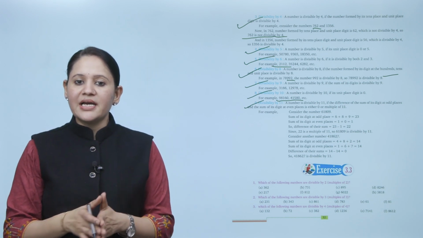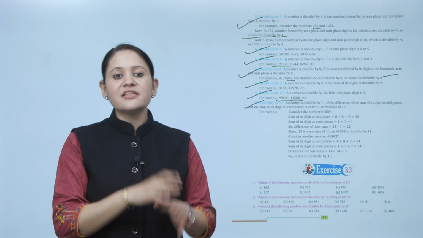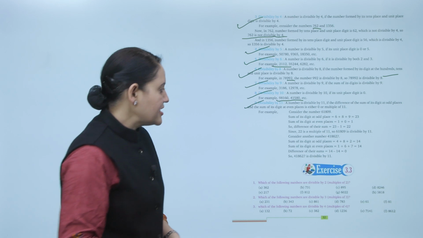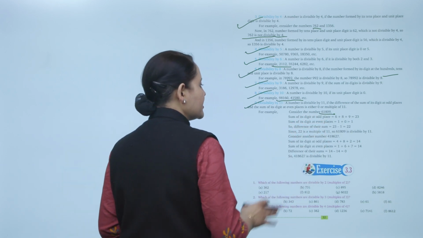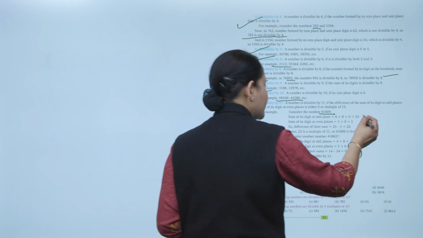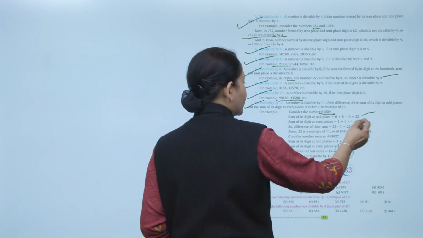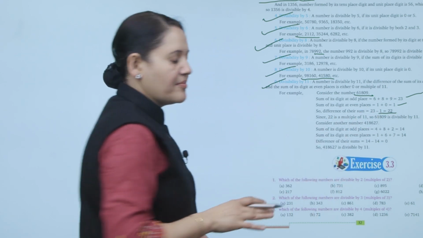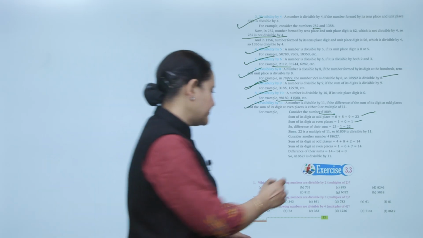A number is divisible by 11 if the difference of the sum of its digits at odd places and the sum of digits at even places is either 0 or a multiple of 11. Consider a number like here. The sum of digits at odd places, that is 6, 8 and 9, is 23. The sum of digits at even places, that is 1 plus 0, is 1, and their difference is 22. That is a multiple of 11. That means the given number is divisible by 11. Clear? Next is exercise 3.3.